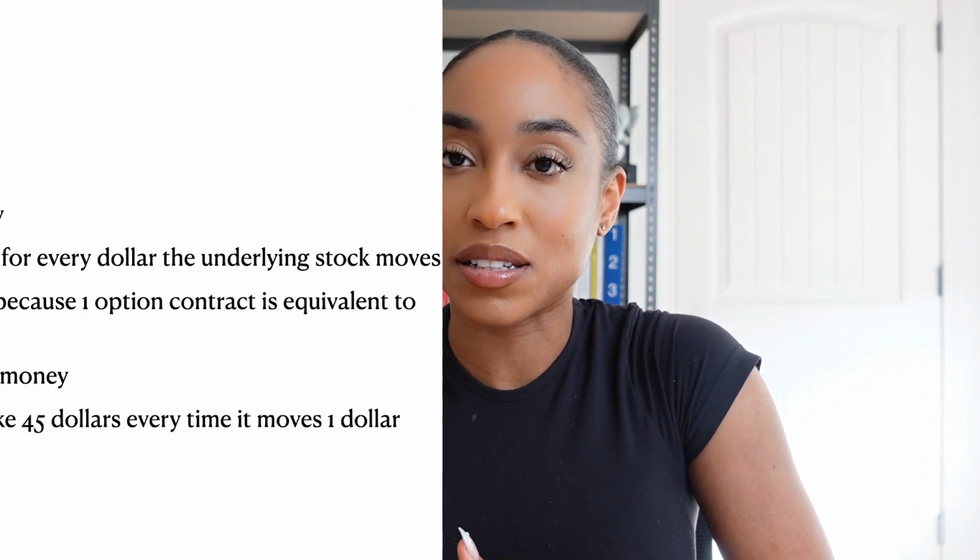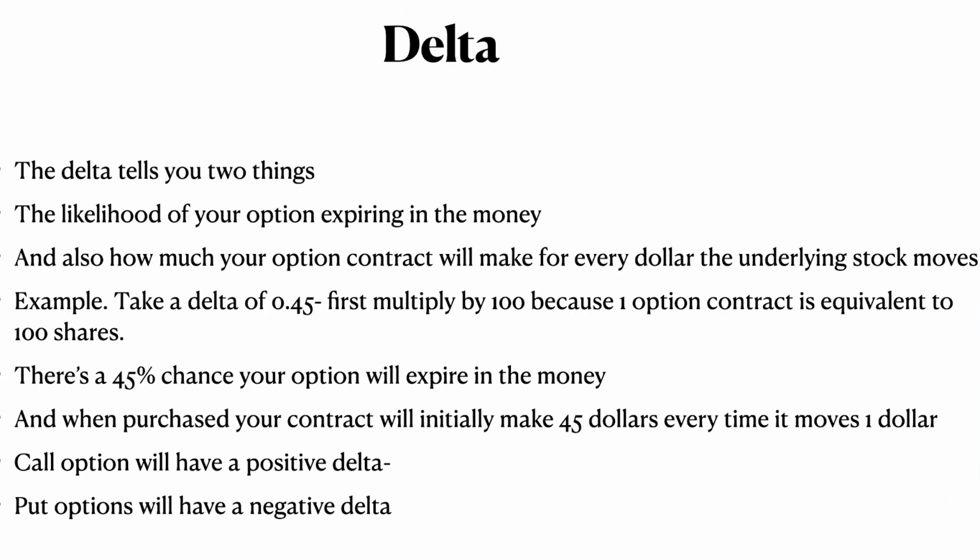All right, so the Delta tells you 2 things about an option contract. The first thing the Delta tells you is the likelihood of your contract expiring in the money. So basically this just means that at expiration, you do have true intrinsic value. And the second thing that the Delta tells you, which is why I love the Delta, is that when you buy an option contract, whatever your Delta is, this is how much money you will make initially every time the stock price moves $1. And I say initially because there is more to it. There are things that affect the Delta down the road, but we'll get into that in just a second.